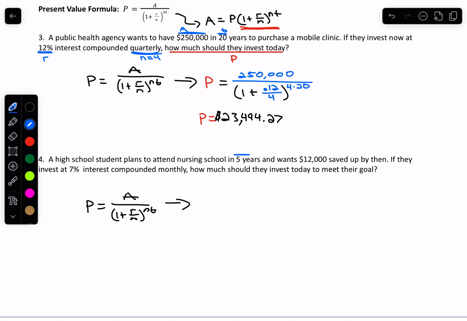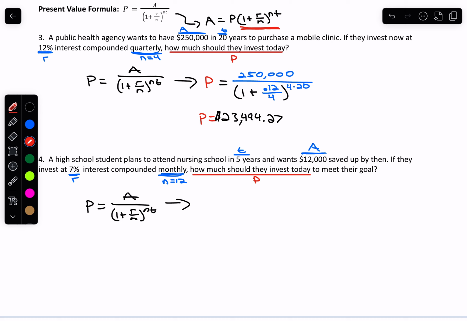It's 5 years away, so T is 5. They want to have 12,000, so our A value is 12,000. 7% interest gives us our R, and compounded monthly tells us that N is equal to 12. The thing we're solving for is how much they should invest today, which is our P.